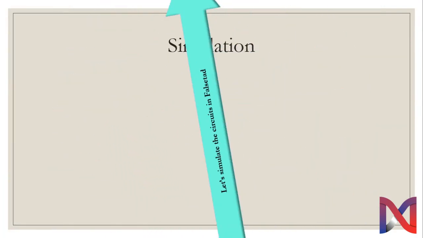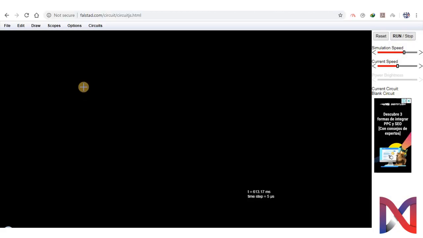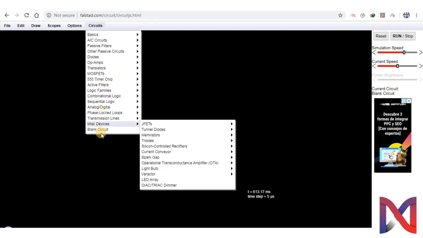Let's move to the simulation. We will simulate the circuit in Falstad simulator. So let's go to www.falstad.com/circuits and simulate both of these circuits and check whether we get equivalent resistance the same as that of calculation or not. See you in the Falstad simulator. Here we are in the Falstad simulator. We have clicked on the blank circuit.